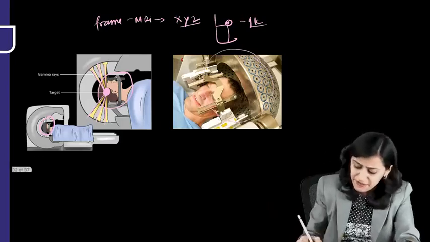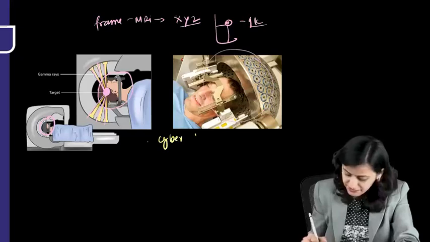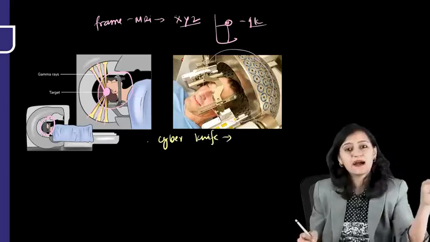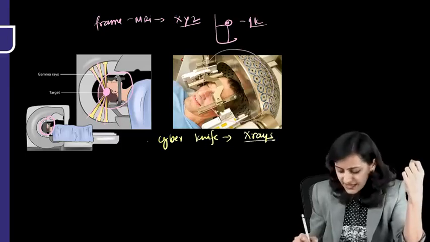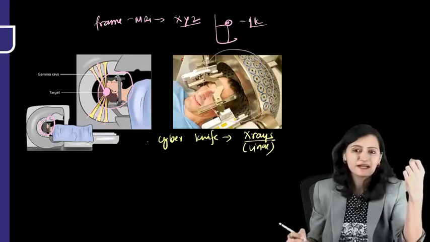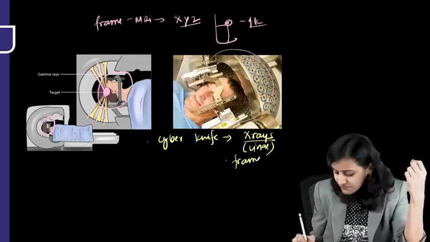Like gamma knife, the other one is cyber knife. Now the difference is gamma knife uses gamma rays. Cyber knife uses X-rays which are produced in LINAC. The advantage is this is frameless.